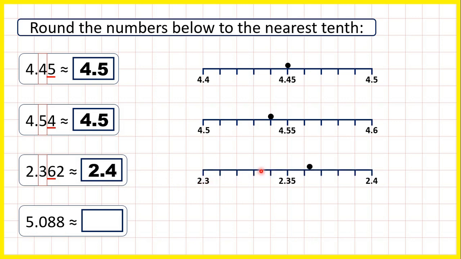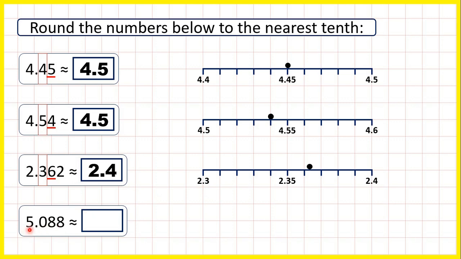We can see that 2.362 on a number line is closer to 2.4 than it is to 2.3, so that's why we round up. You can also see here that 2.362 is between 2.36 and 2.37, but because we're rounding to the nearest tenth, we only need to focus on which tenth it's closer to, and it's closer to 2.4 than it is to 2.3.